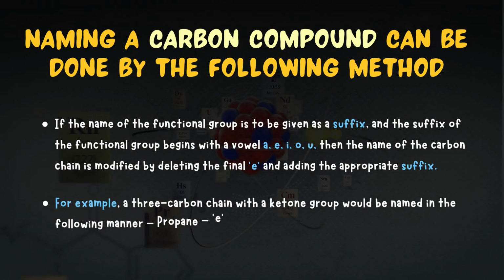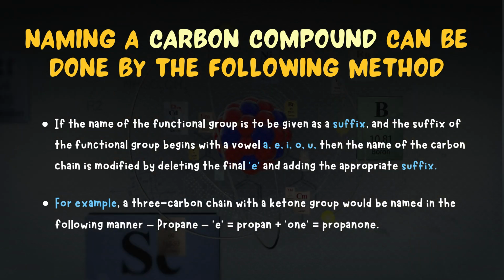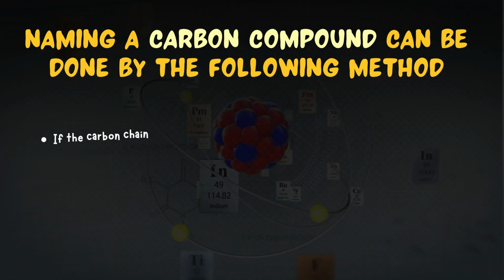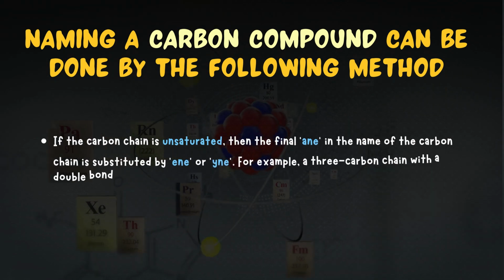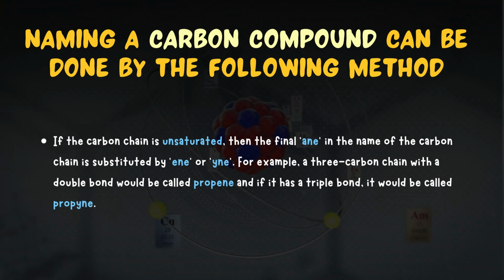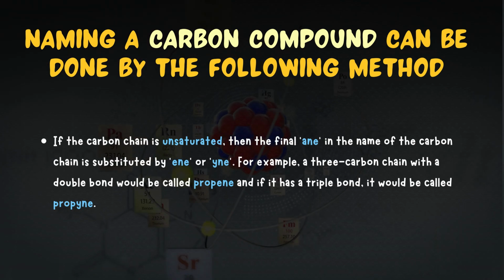For example, a 3-carbon chain with a ketone group would be named in the following manner: propane, minus e, is equal to propan, plus one, is equal to propanone. 4. If the carbon chain is unsaturated, then the final 'ane' in the name of the carbon chain is substituted by 'ene' or 'yne'. For example, a 3-carbon chain with a double bond would be called propene, and if it has a triple bond, it would be called propyne.